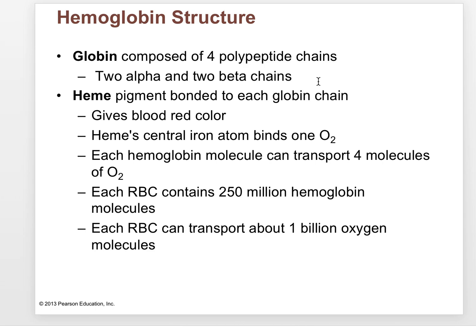There's a central iron atom in the heme which binds 1 oxygen molecule, or 1 O2. Each hemoglobin molecule can transport 4 molecules of oxygen. Each red blood cell contains about 250 million hemoglobin molecules. So each red blood cell can transport about 1 billion oxygen molecules.